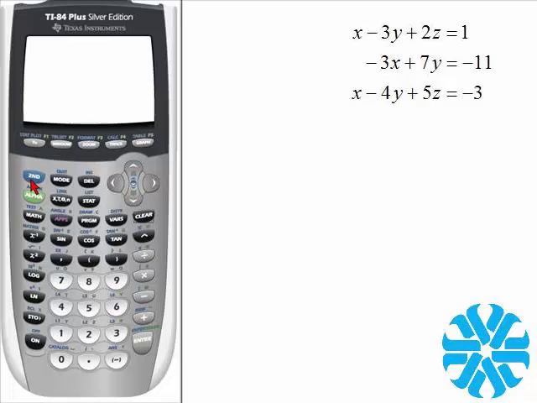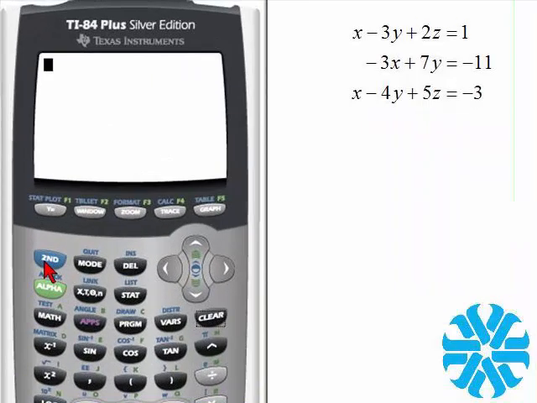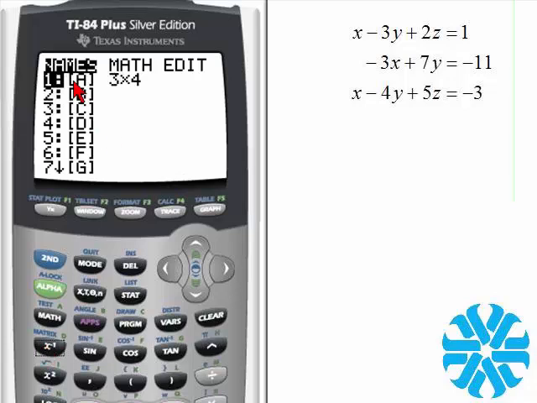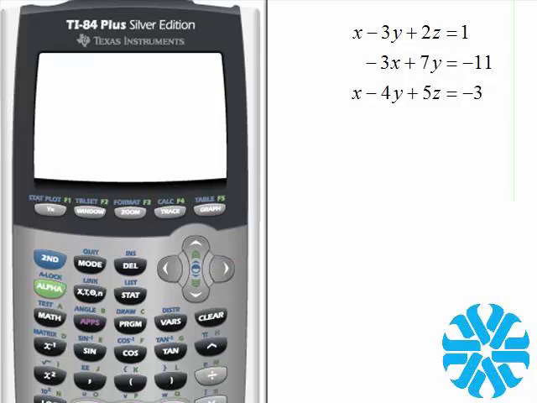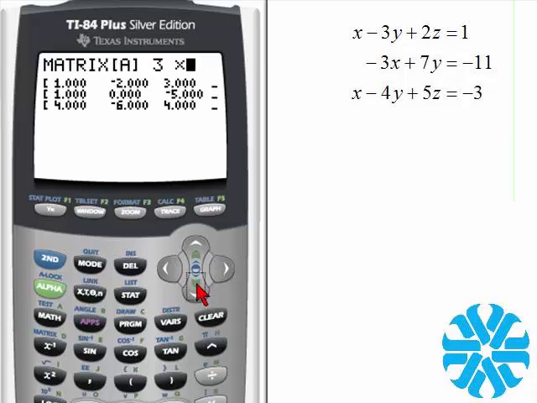All right, so let's input the system of equations here. So second function matrix. And again, we want a 3 by 4. So we go over to edit. And number 1, select enter. Let's just change these values. So we have 1x is fine. We want this to be negative 3. Enter. And then 2. Enter. And then 1. Enter.